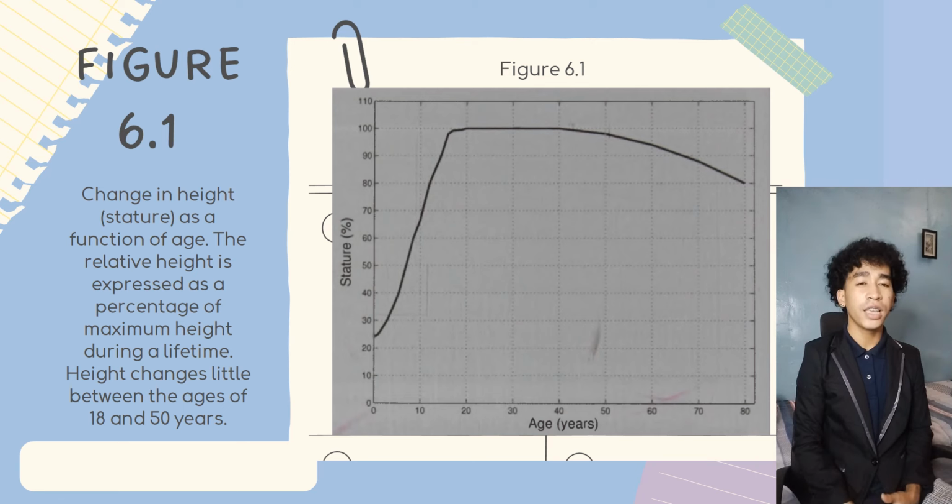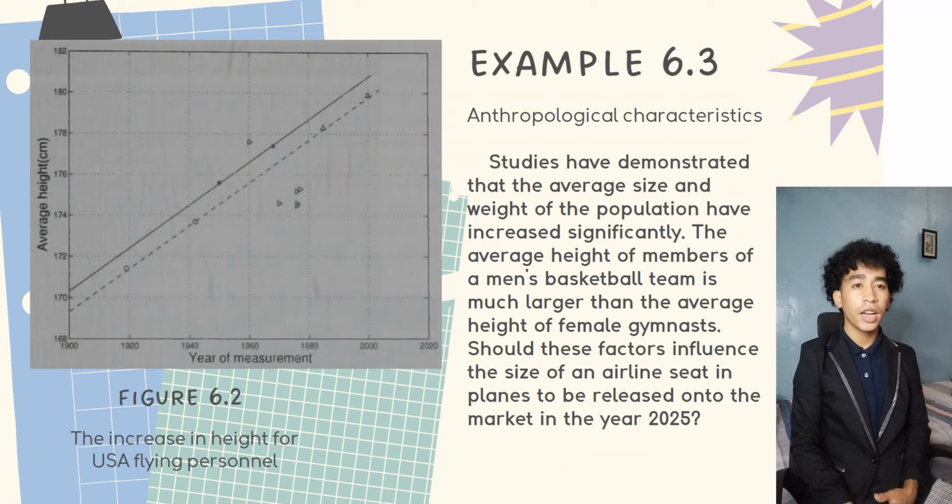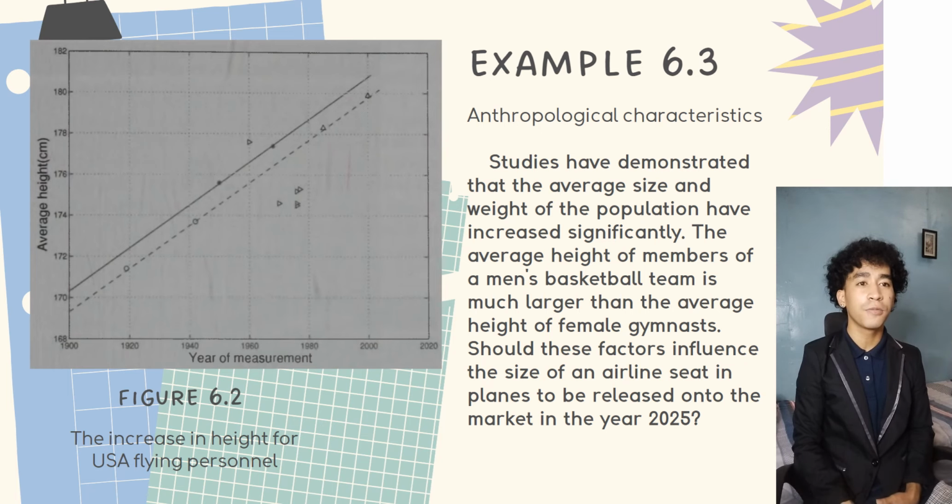And this is an example of one of the distinct engineering investigations, which is about defining the characteristics of a human. Another example which we have here is example 6.3, which is about anthropometric characteristics, which is also under defining the characteristics of humans.